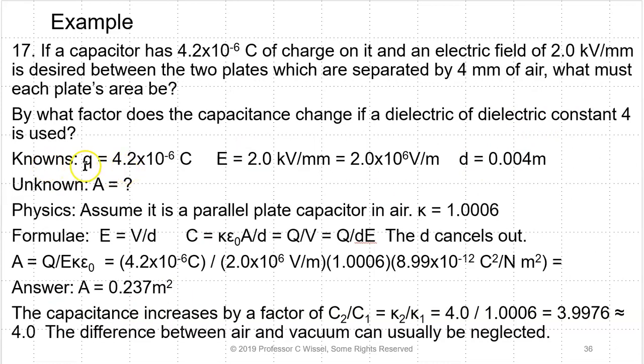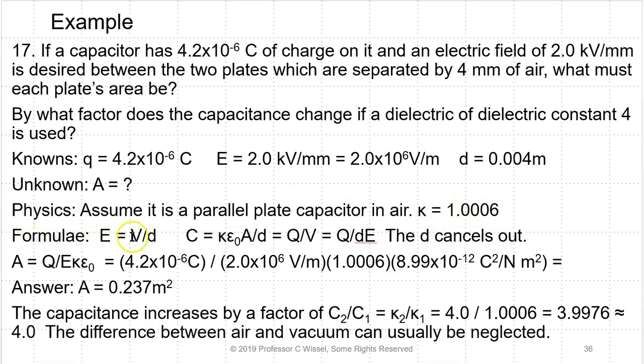So we write down our knowns. Q equals 4.2 times 10 to the minus 6 coulombs. The electric field is 2.0 kilovolts per millimeter, and we're going to change that to 2 times 10 to the 6 volts per meter. The distance between the plates is 0.004 meters. We want to know the area of the plates. We're going to assume it's a parallel plate capacitor in air. Kappa is 1.0006. We're going to leave it in here just for the time being. Normally, we just assume it's 1.